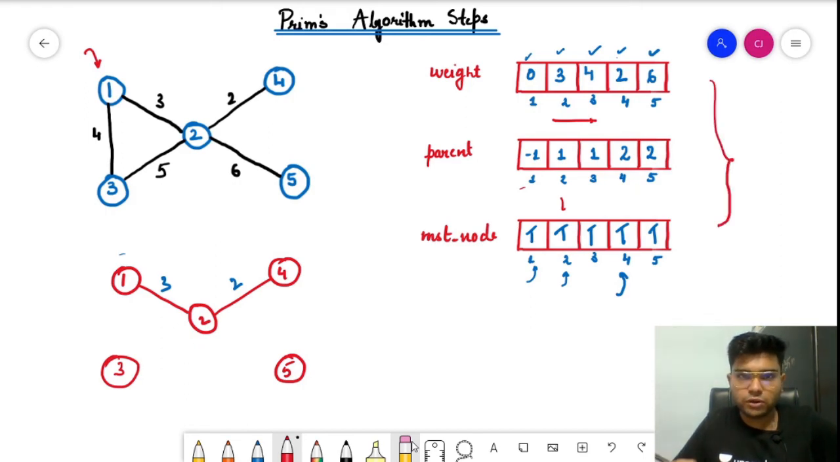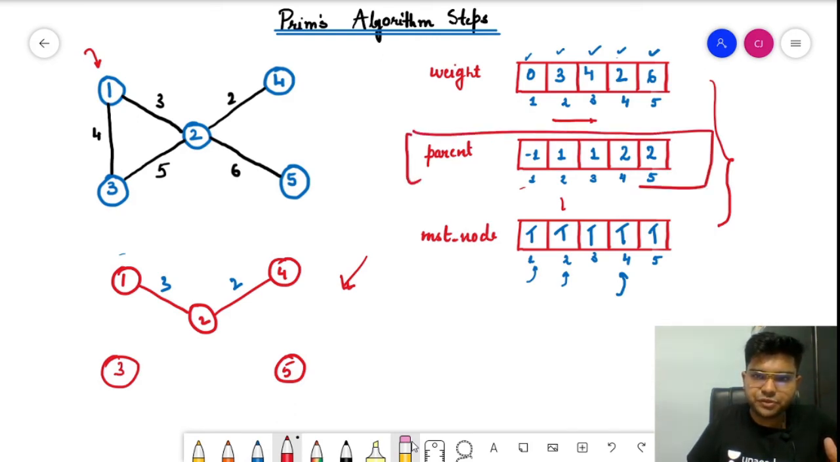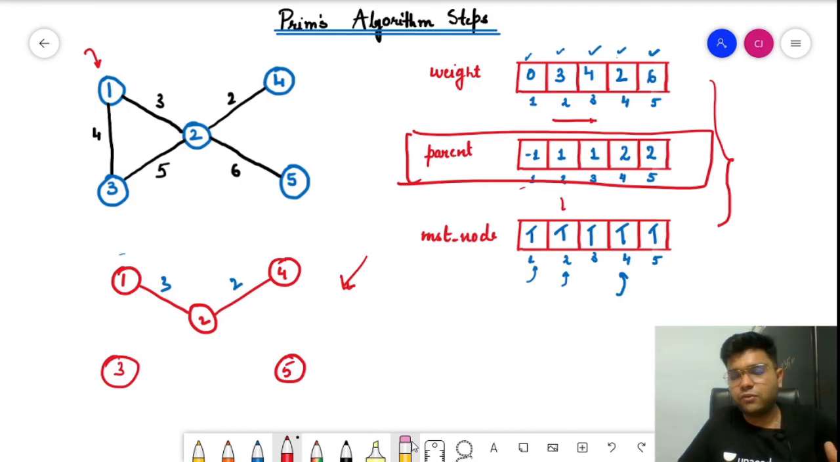Now what do we look at? How will we form the MST? This is not the MST. You see there is a disconnectivity over here, right? This is not the final MST which is formed. So how will we form it? With this parent array. With this parent array we will form the MST. How can we form it?